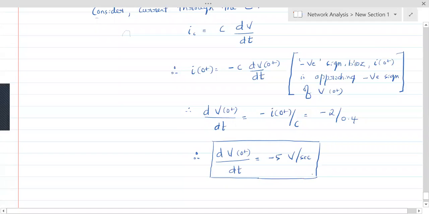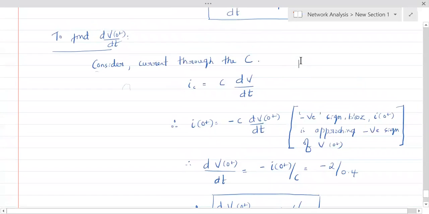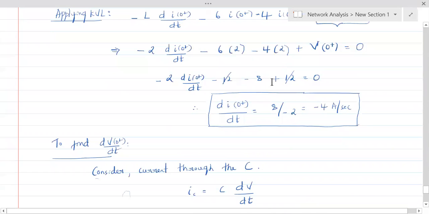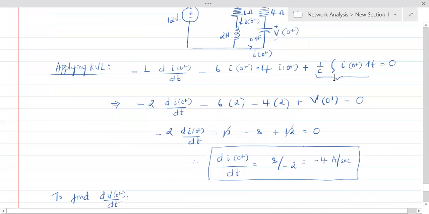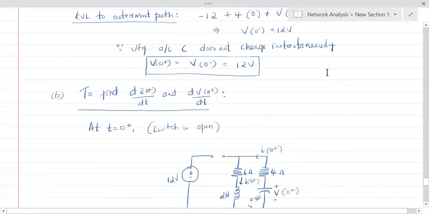Many of them miss this negative sign. But that is important, because the negative sign is considered, since I of 0 plus is approaching the negative sign of V. Okay, now what is the third question they have asked?